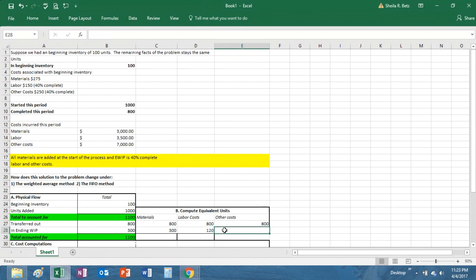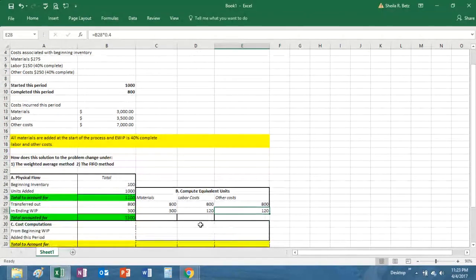It's just the same concept. If I have 2 bottles of Pepsi and they're both 50% full, if I combine both of them, I have 1 full bottle of Pepsi. And then the same concept over here as well. It says they're 40% complete, so that means those 300 units is the same as saying I worked on 120 equivalent units.